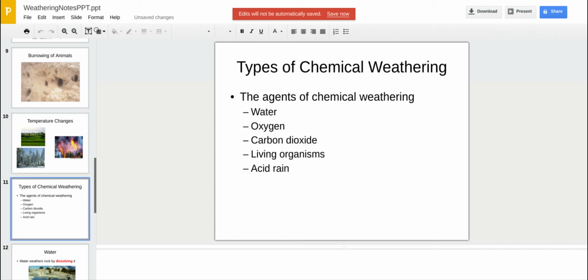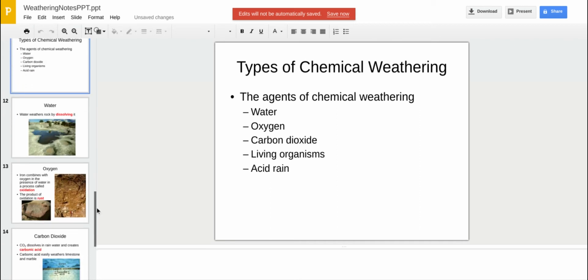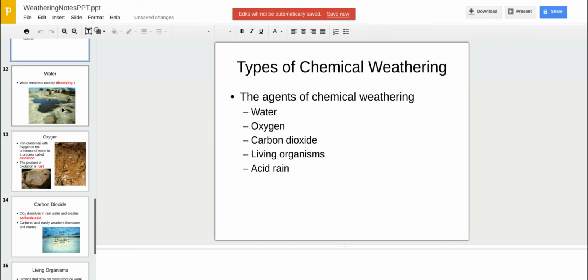Types of chemical weathering. The agents or forces of chemical weathering are water, oxygen, carbon dioxide, living organisms, and something you talked about in social studies, acid rain. Which country did you learn about had a big problem with acid rain? Yes, Germany.